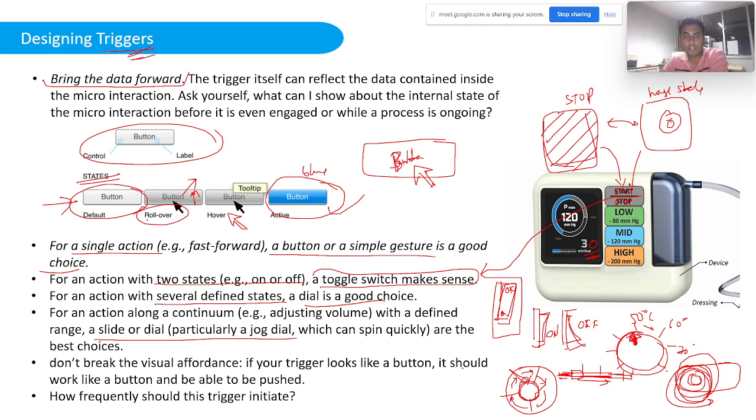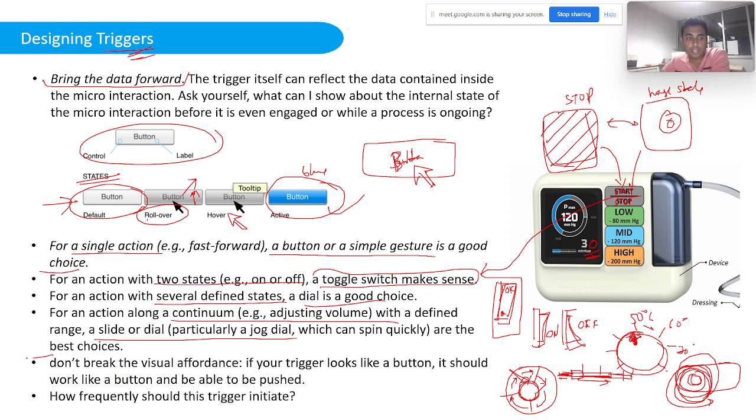So you have dials where no such markings or information are provided, but when you rotate it clockwise it will increase your volume, and when you rotate it anti-clockwise it will reduce your volume. So for such continuum action or functional requirements, you can use a dial or a slider.